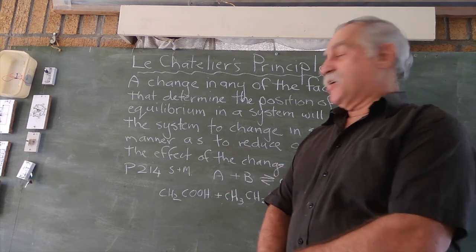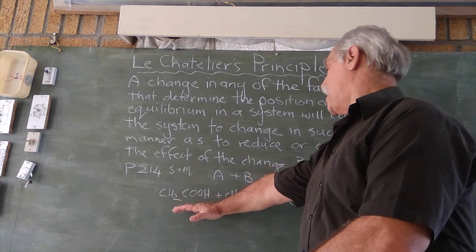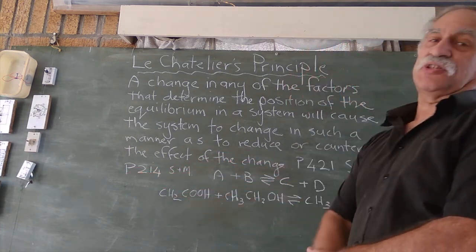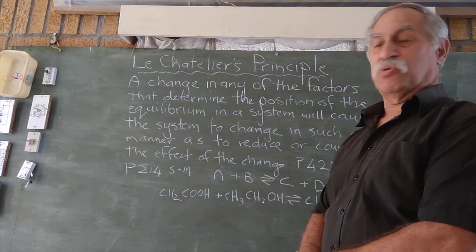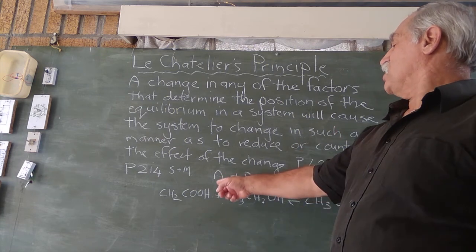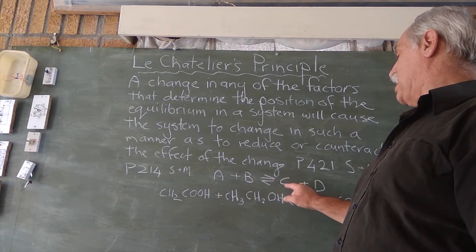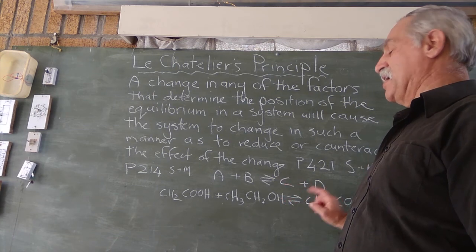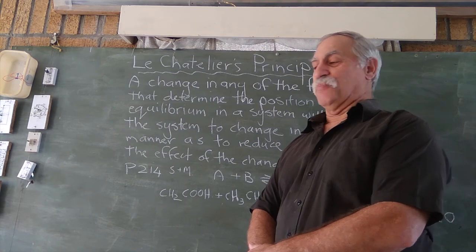Woo! It's on page 421 of Study and Master, and on page 214 of Study and Master, we get an example of Le Chatelier's Principle. If we have reactant A and reactant B go to form reversibly product C and D, then let's see how we can apply Le Chatelier's Principle.